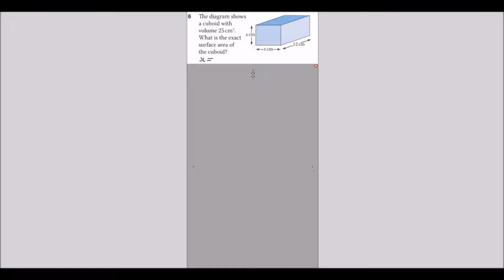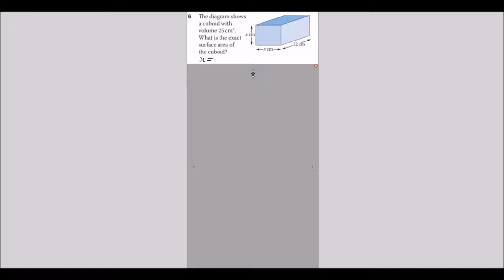So the question here, as you can see at the top, says that we've got a cuboid with volume 25 centimeters cubed, and we want to work out the surface area of the cuboid. As we've been looking at, these are more complicated problems that require more steps, so I'll break it down for you one step at a time. I'm going to start with finding x. I know at some point I'm going to need to work out the value of x, so I might as well do that first.